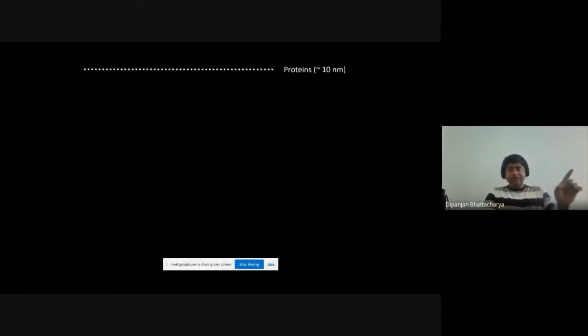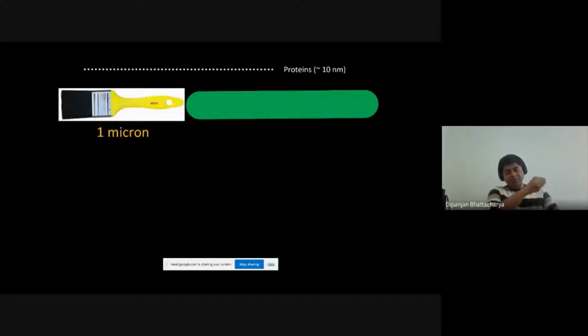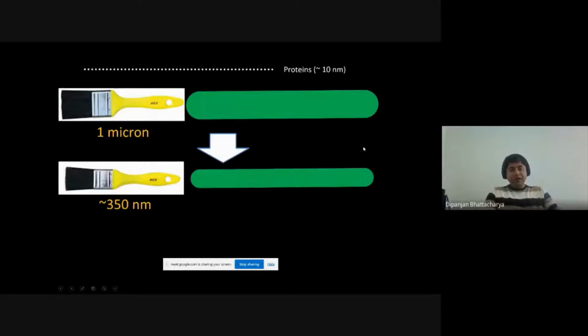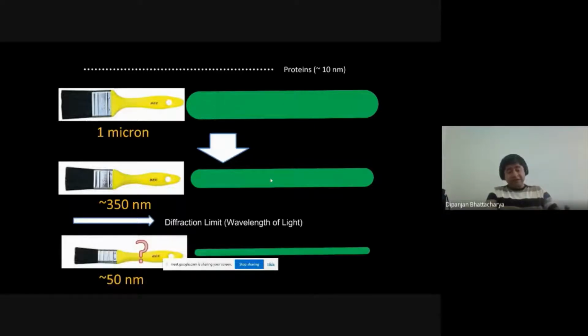So if you have an array of proteins of 10 nanometers, and you are painting with a 1 micron brush, of course you will see that thick one. You won't be seeing the small molecules. You will see this thick brush, this thick painting. But if you use a technique where you can go to a smaller one, it is much thinner, and there comes the diffraction limit, and can we go beyond it, below it? That is the main challenge in resolution. Okay.